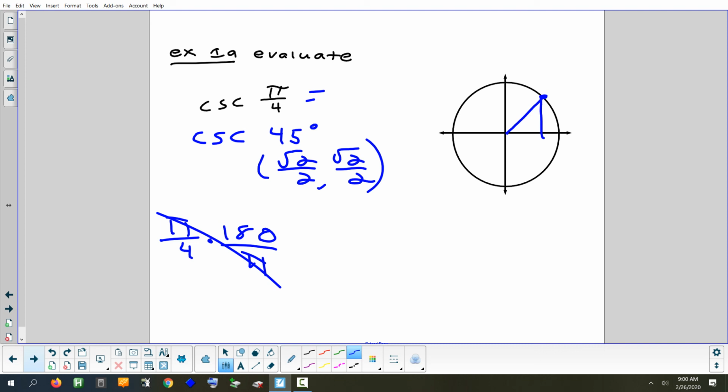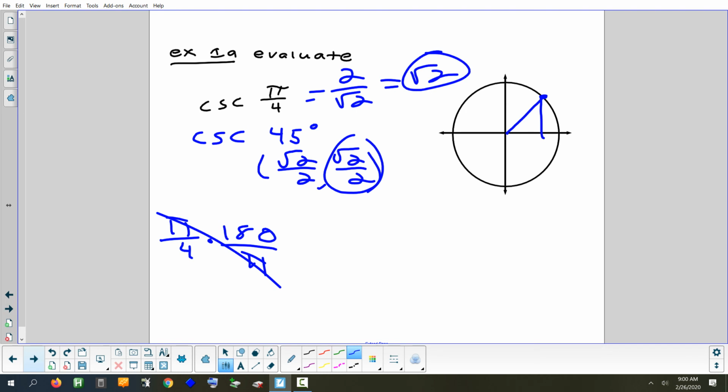And now they want the cosecant. Which one do we flip to get the cosecant? Do you flip the x or do you flip the y? Yeah. And again, in this case, it wouldn't matter. But you want to flip that one. So when we flip that, you get 2 over the square root of 2. And we just did that in the last problem. Square root of 2.